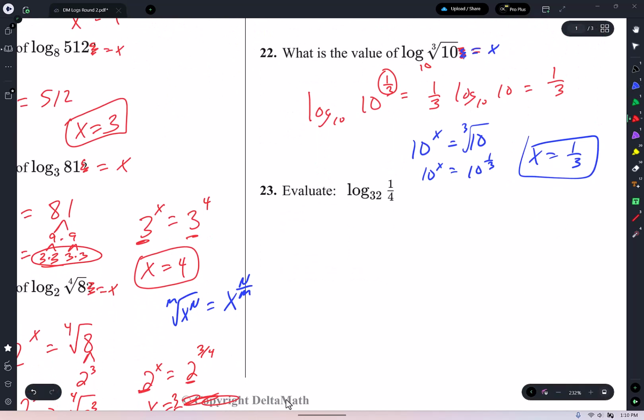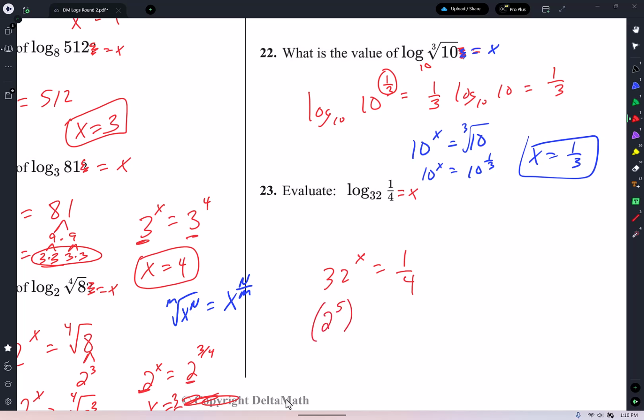Again, this one right here. If I say that equals x, 32 to the x equals 1/4. I'm going to turn that 32 into 2. 2 to the power 5 is 32. 2 times 2 is 4, 4 times 2 is 8, 8 times 2 is 16, 16 times 2 is 32. Do you guys see that? So I'll show you details here: 2 to the power 5 raised to the x equals 1 over 2 squared.